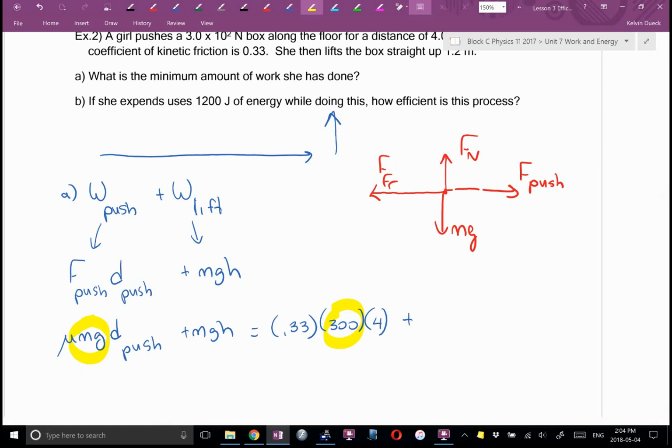Do I still know MG? Yeah, it hasn't changed. You with me? Because that was a little silly, right? I didn't give you the mass. I gave you the weight. Now, what was the height?